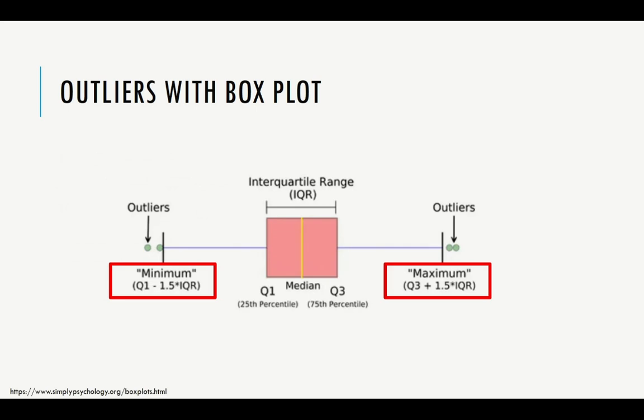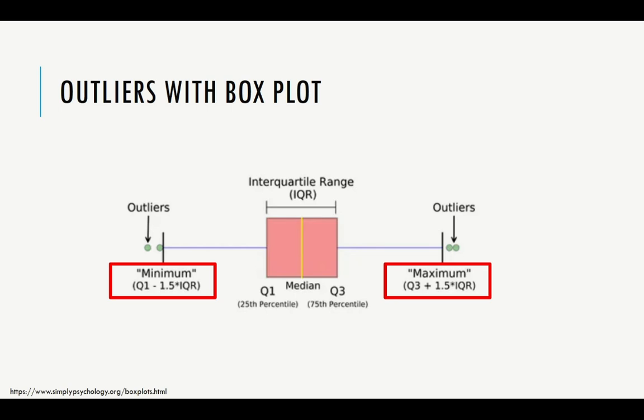All right, let's focus on this right here. We've got a box in the middle. Q1 is our 25th percentile. Q3 is our 75th percentile, right? And we've got that box showing our interquartile range. Remember that middle 50%. Now, we're going to define our maximum, so look to the right, as Q3, which is our 75th percentile, plus 1.5 times our interquartile range. And anything that falls outside of it is an outlier.